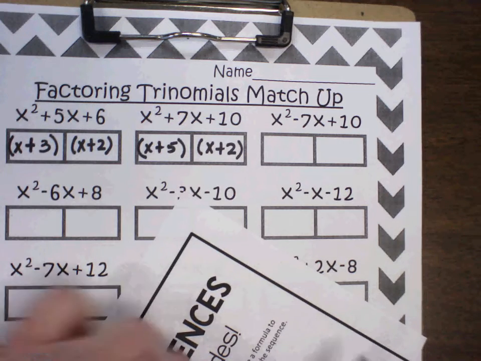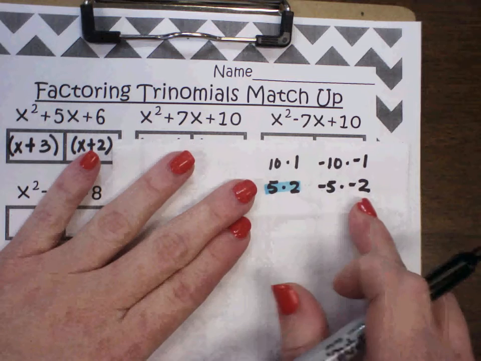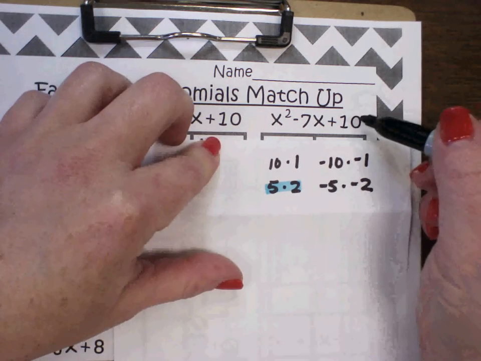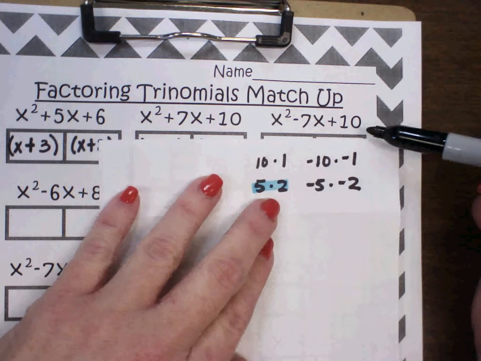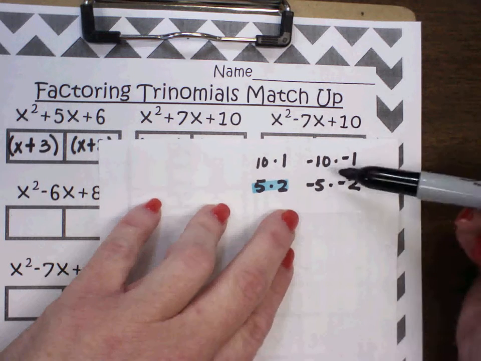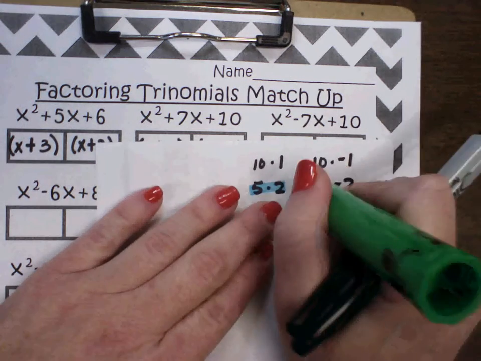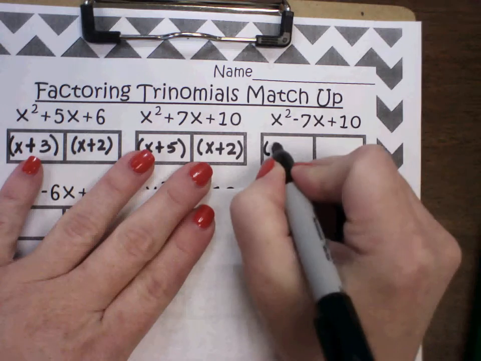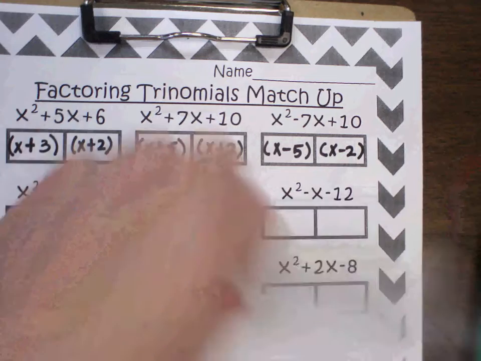Needs to add up to positive... Oh, wait, let's do them. It's the same ones, right? No, it's not the same ones because it's a positive. Oh, but it could be negative. Okay, so it needs to add up... I'm sorry, it is the same ones. I don't know what the heck is wrong with me. Needs to multiply to positive 10, which is all of those. But now it needs to add up to negative 7. Negative 5 and negative 2. So this is x minus 5 and x minus 2.